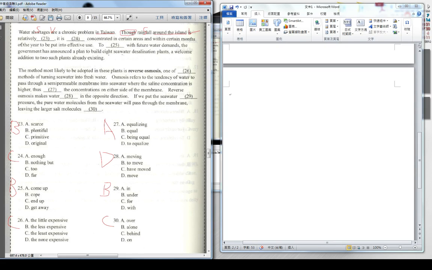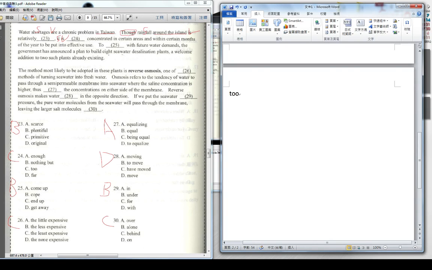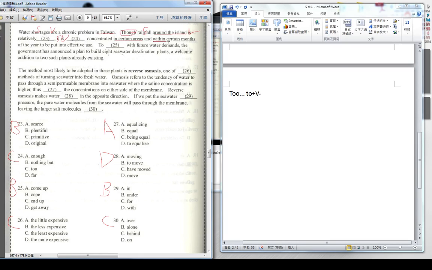So rainfall around the island is relatively plentiful, and it is too concentrated to be put into effective use. So subject and verb, and too to is a very often used structure. So too something to do something. 太怎么样以至于不能怎么样。So it is concentrated in certain areas, and within certain months of year. So in certain areas and within certain months of year are the two things that they want to be compared and put together because they have the same form. Just like it is concentrated in certain areas, and it is concentrated within certain months of year.